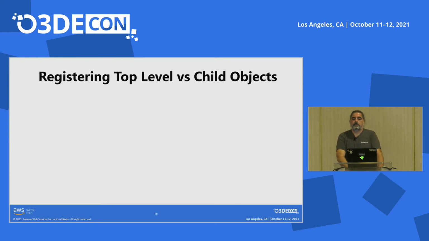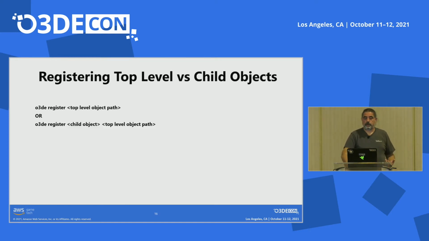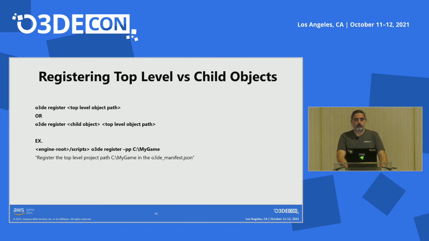All right, so registration of top-level objects versus the child objects, how does that work? Well, usually it takes this form: o3d register and then your top-level object path. And if it's a child, you would have o3d register, the child object, and then the top-level object. So you're telling it that this object belongs to this other object. So for the engine, let's say we register the project path my game. This is a top-level object. Therefore, I expect to find C:/MyGame in the O3D manifest JSON.